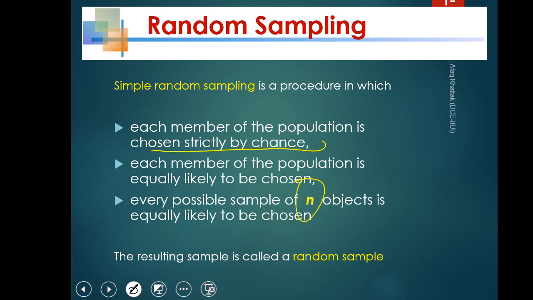It's not like you take 100 samples and consider all 100 as male. Equally likely means it should be around 50 male and 50 female, but not exactly 50. It might be 45, 55. So the resulting sample in that case is a random sample.